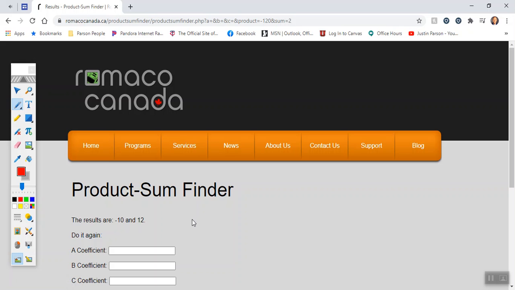What were my values? What's it say my values were? Negative 10 and 12. Think about it. What is negative 10 times 12? Negative 120. Okay. What's negative 10 plus 12? 2. All right? So I'm going to come back to this right here and say, okay.